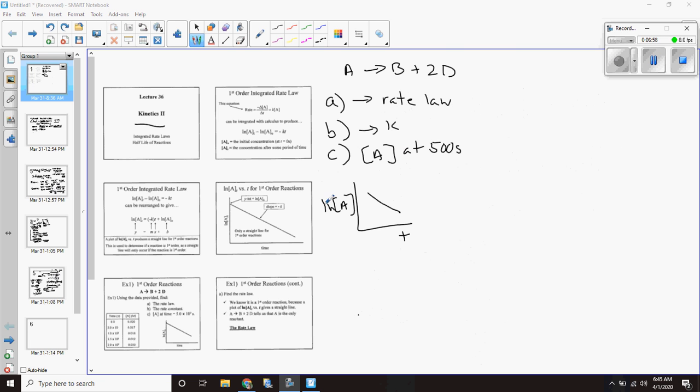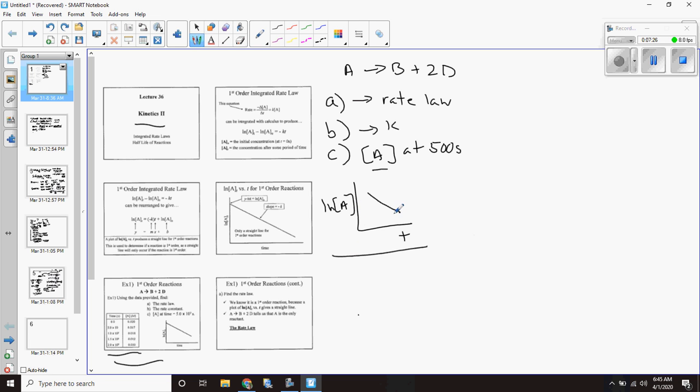All right, so let's solve the hypothetical problem that's given in the example down here. They give us an equation, A goes to form B plus 2D. We want to know three things: the rate law for the expression, the rate constant, and eventually the concentration at 500 seconds. Now, we just got done talking about first order reactions. So imagine they give you this graph, the graph of the data, and there's a chart over here of data, which we're going to use.